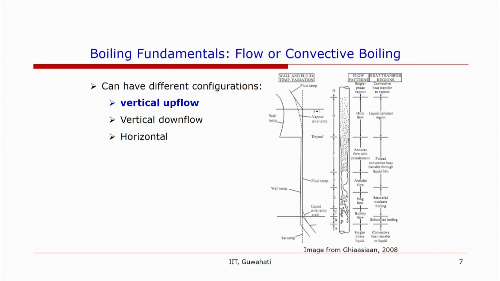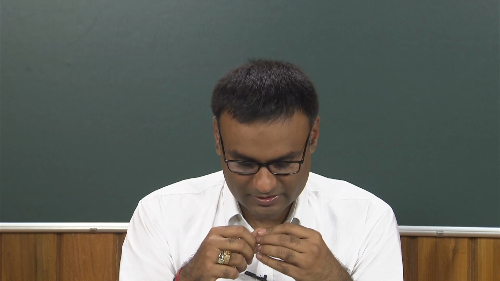So that was about the pool boiling, and in the pool boiling we have seen two mechanisms of heat transfer. At low heat fluxes, what we have is nucleate boiling, which is caused by the nucleation of bubbles, and at high heat fluxes the film boiling takes place.